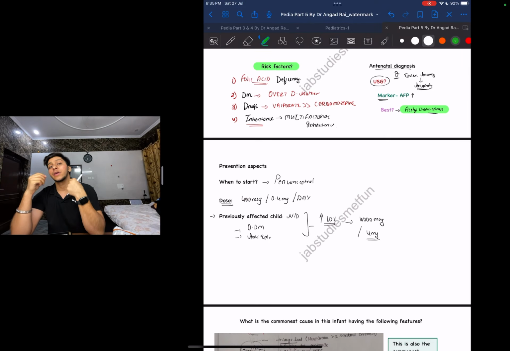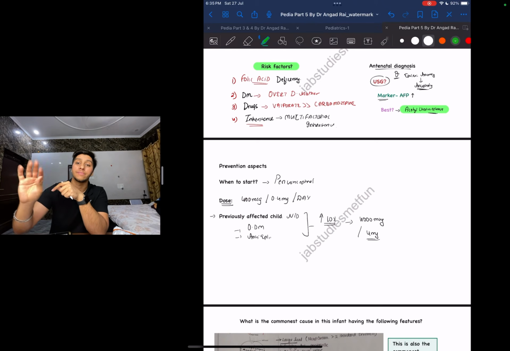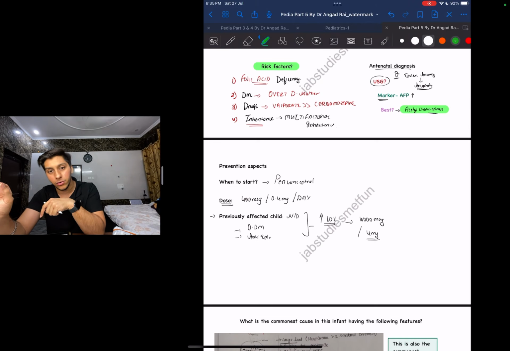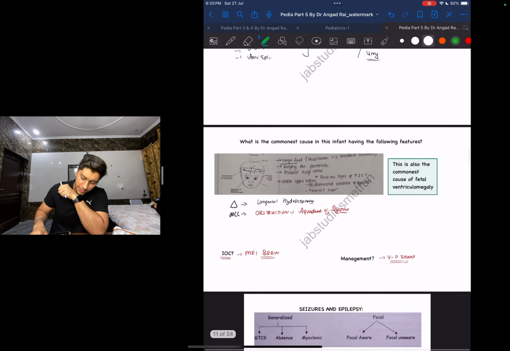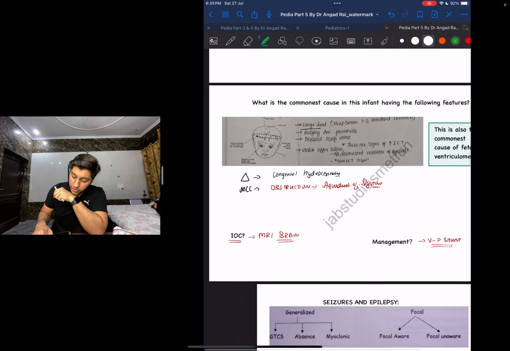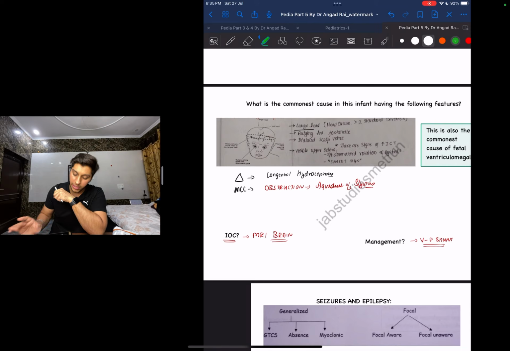Okay, remember, if the patient is diabetic, or has a history of epilepsy and is on anti-epileptic drugs, or a previous history of NTD, you're going to give 4 milligram, not 0.4 milligram, 4 milligram, that is 4000 microgram. Okay. Next thing you guys need to know is, if they ask you like this, what is the commonest cause in an infant having the following features? Okay, let's talk about it.